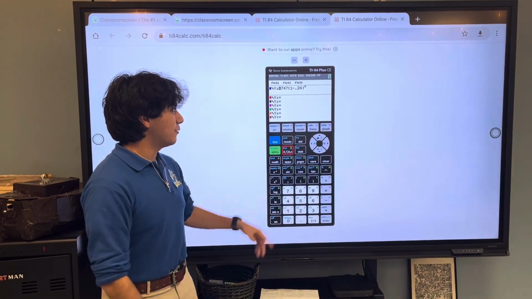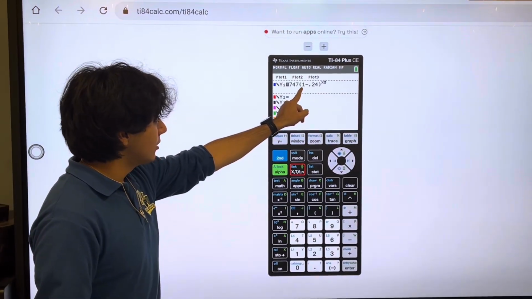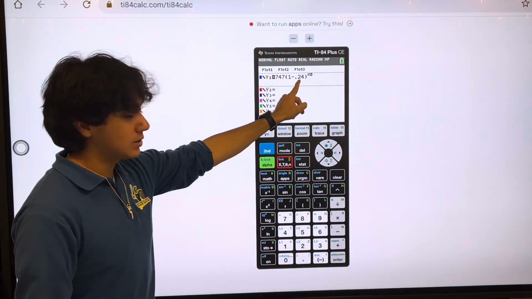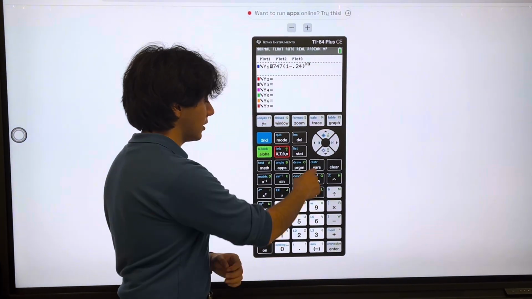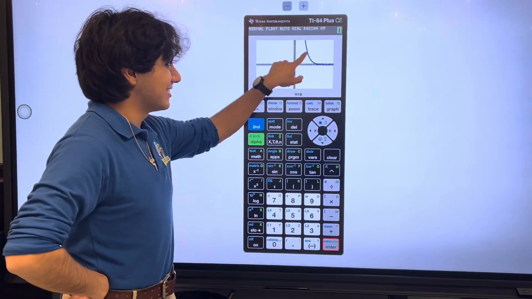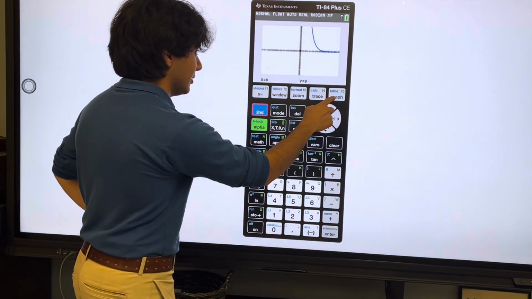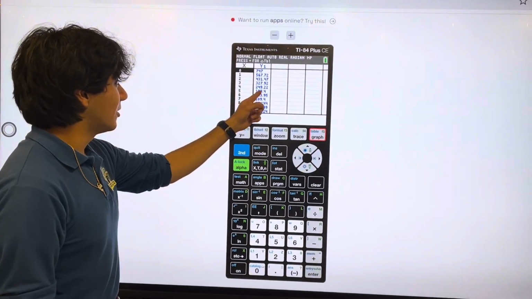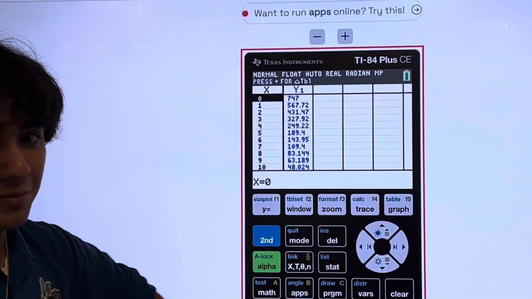All right, so now for the decay one, we got the equation right here, 747 times 1 minus 0.24 to the power of x this time for the calculator. Okay, so as we can see, it decays right here. So now, if we go to the graph and we go to 4, we see the answer, which should be rounded to 250. So it is correct. Thank you, Jeremiah. Yeah, you're welcome, Jason.